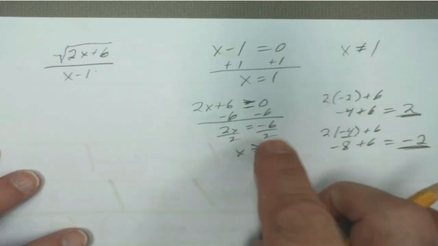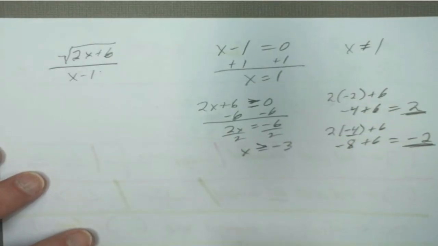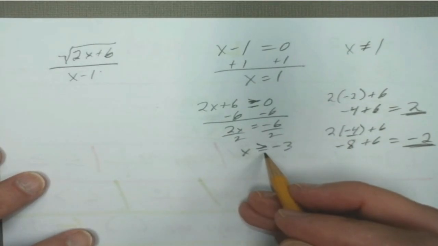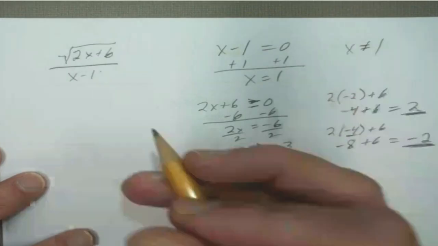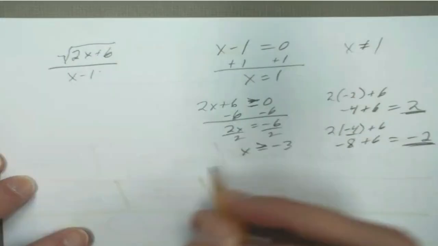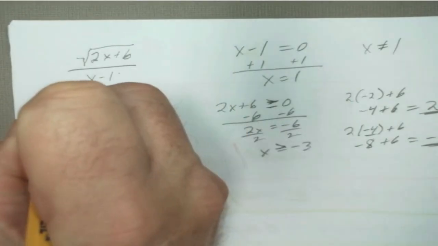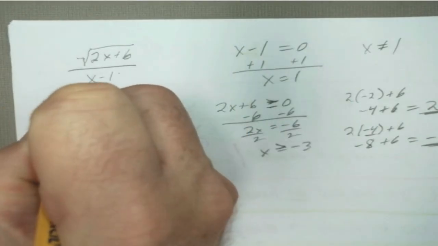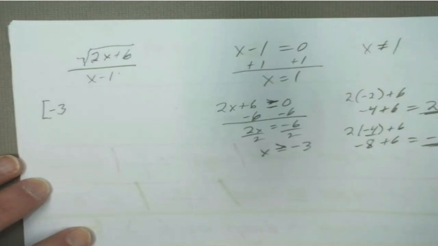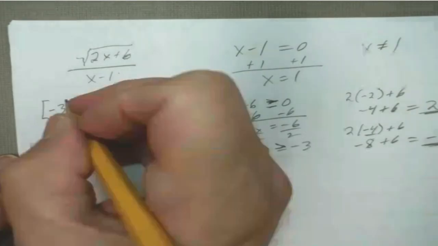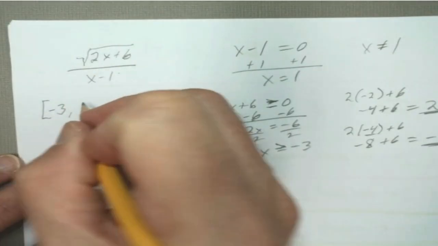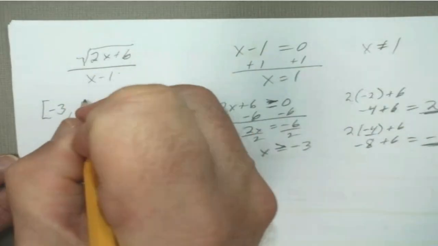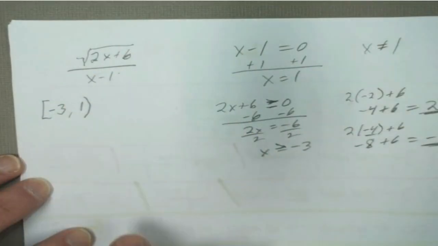So the domain would be greater than or equal to negative 3. Can't be 1. So our domain, let's say, can be negative 3, all the way to, can't be 1. Negative 3 to 1.